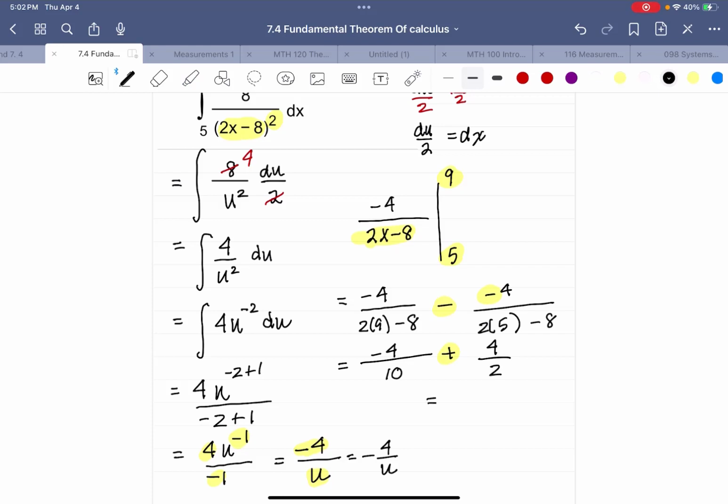So I can reduce that to negative 2/5 plus 2, common denominator 5, negative 2/5 plus 10 over 5 gives me a final answer of 8/5.